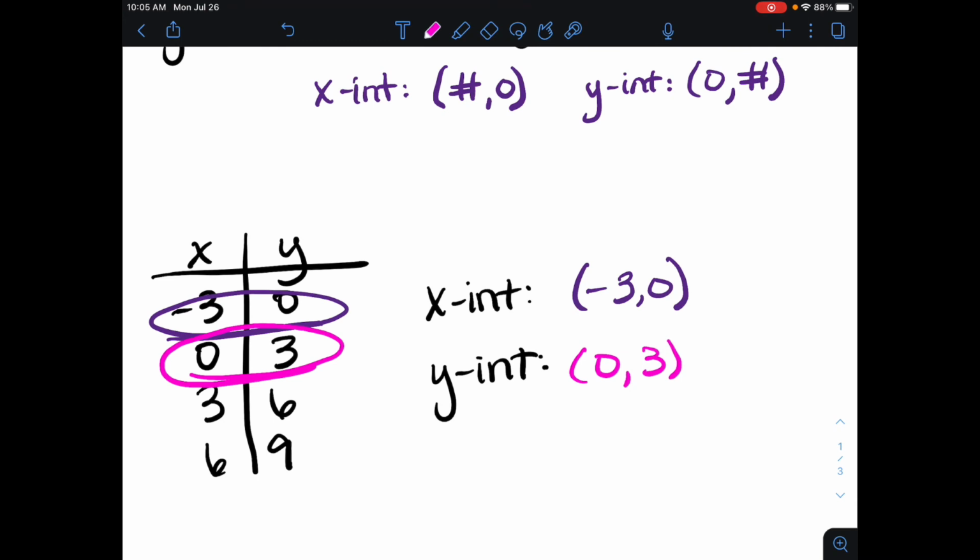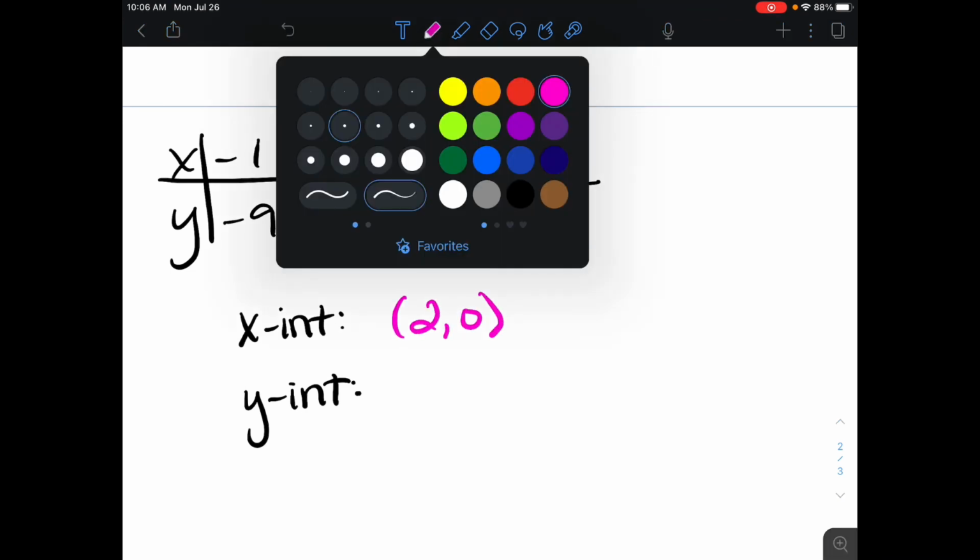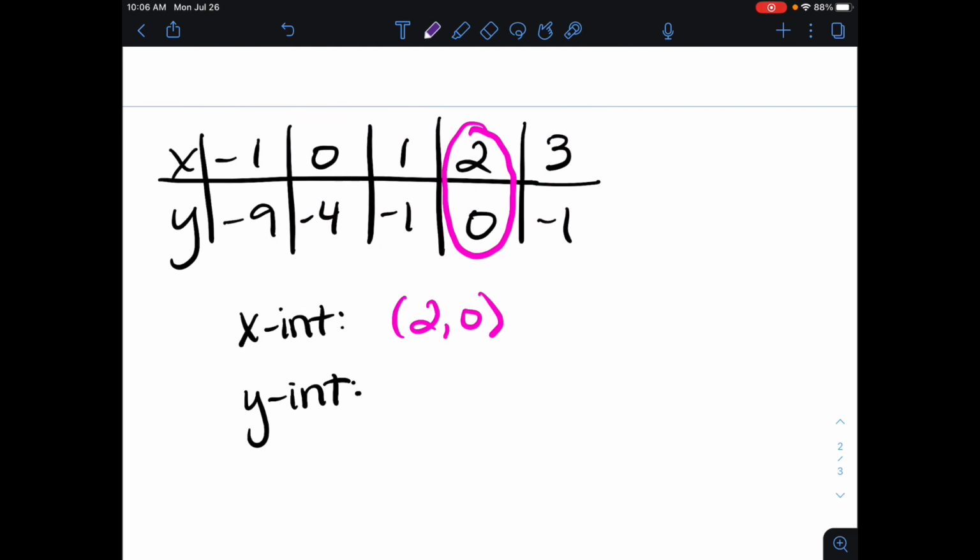Now, tables don't always have to be vertical. They can also be horizontal. If it's horizontal, x is always on top, y is always on bottom. So, for the x-intercept, we're looking for where y is 0. So, y is 0 here. So, the x-intercept is (2, 0). And then the y-intercept is when x is 0. So that is (0, -4). So that's how you find x and y intercepts based off of graphs and tables.